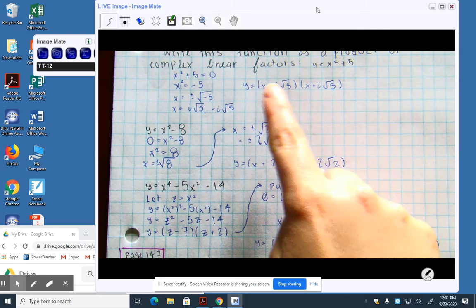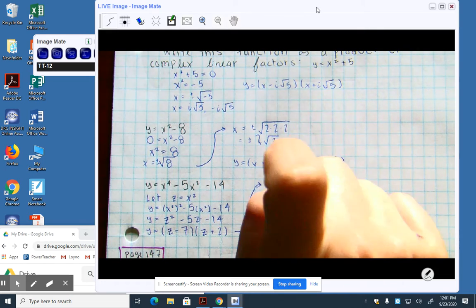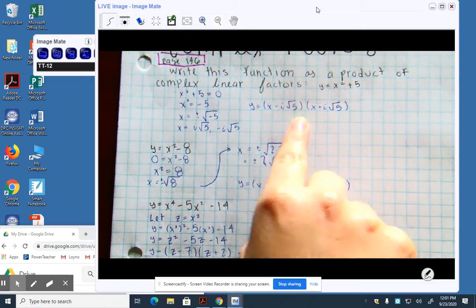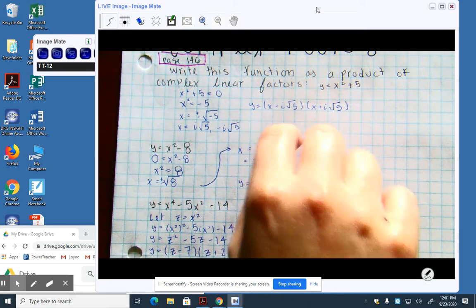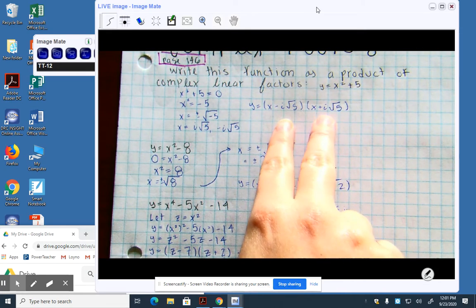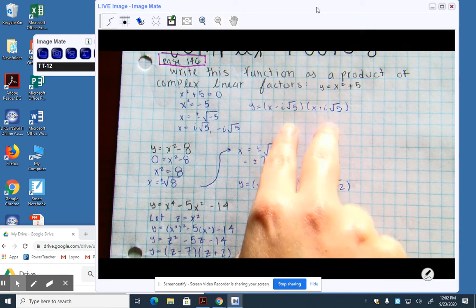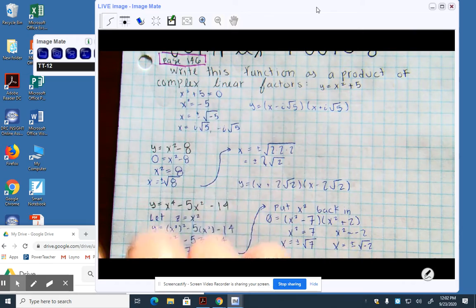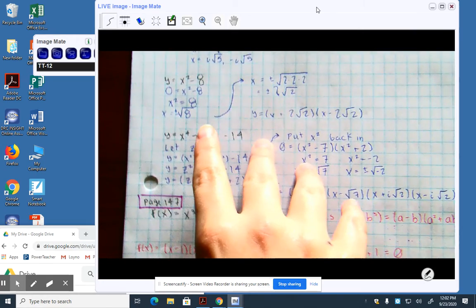This is an example of one linear factor, two linear factors. The linear factorization theorem, with the fundamental theorem of algebra, tells us that these two factors are both roots, and we have exactly two linear factors because we have exactly two roots because the degree is 2. So everything's good in our world there.